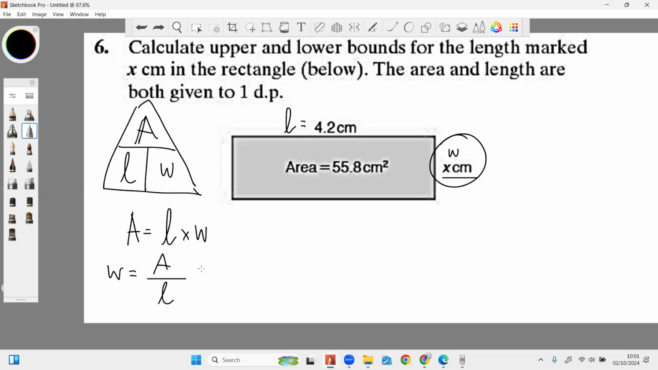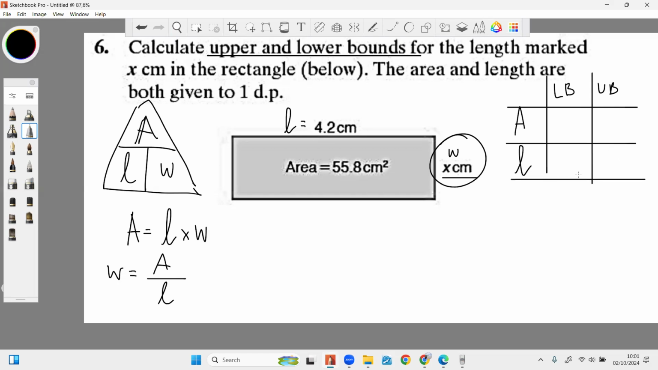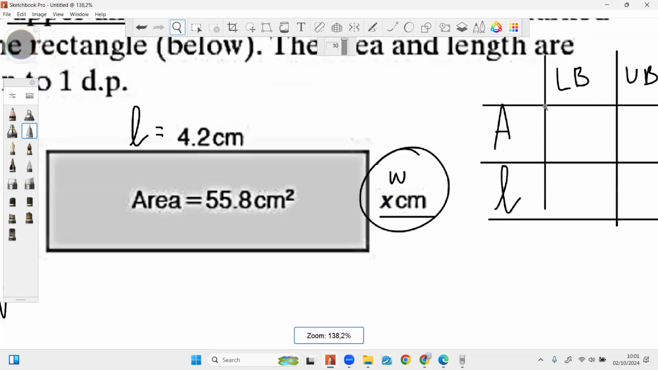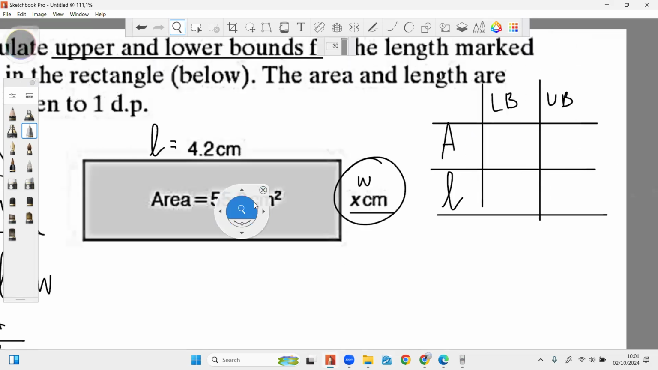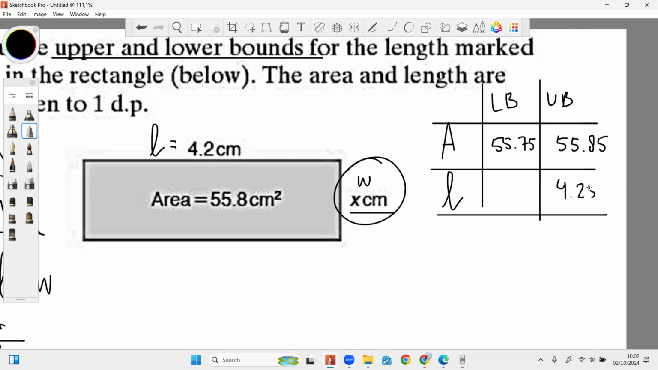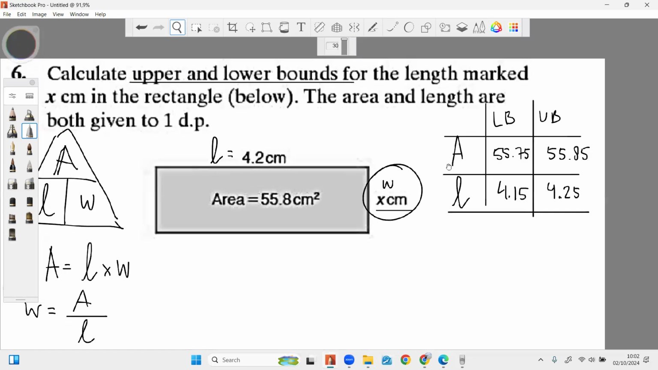Yeah. And then if you want to find upper and lower, you have to find both. Do area, length, lower bound, and upper bound. This table is actually optional, but it helps a lot. And both are correct to 1 decimal place. Then the 55.85, right? So 55.75, 4.25, and then 4.15. Okay, you get the idea now?